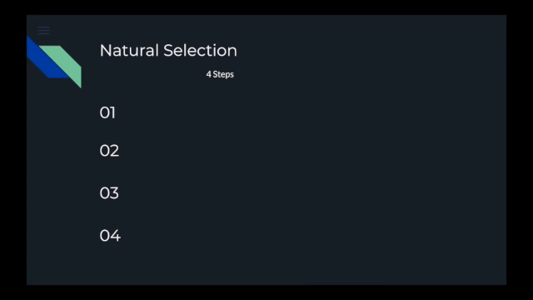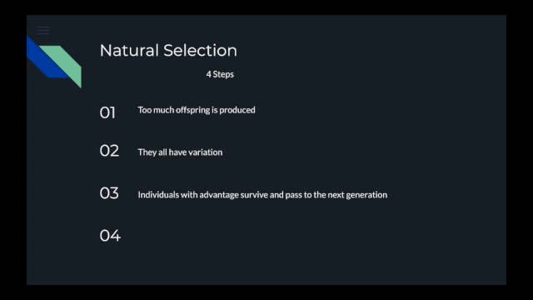There are 4 steps of natural selection. 1. In nature, more offspring are produced than can survive. 2. In any population, individuals have variation. 3. Individuals with advantageous variation survive and pass on their variations to the next generation. And finally, over time, offspring with certain advantageous variations make up most of the population.